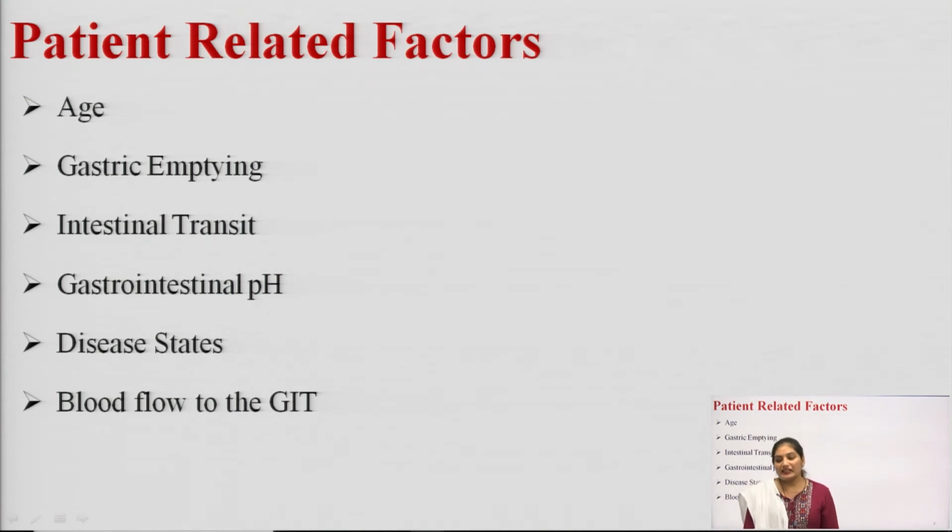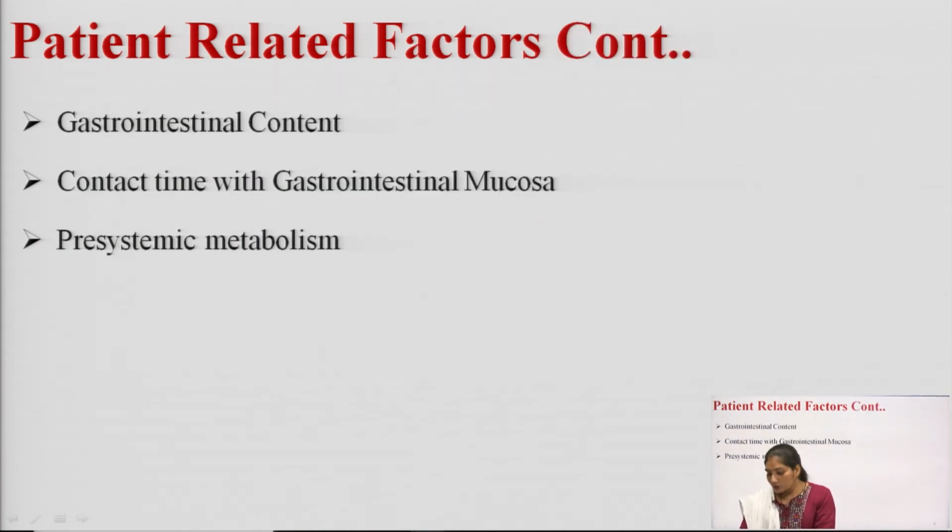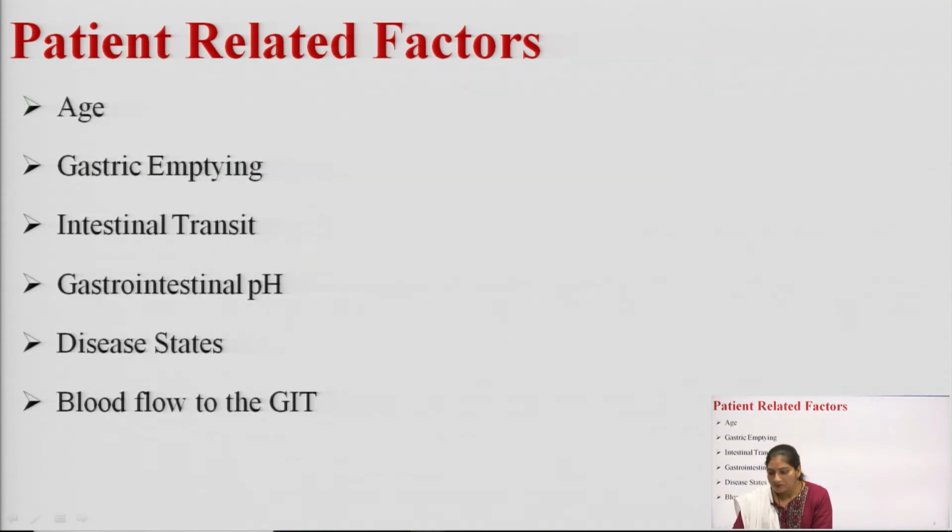So, patient related factors include age, gastric emptying, intestinal transit, gastrointestinal pH, disease state, blood flow to the GIT, gastrointestinal content or contact time with the gastrointestinal mucosa, and the last factor is pre-systemic metabolism.